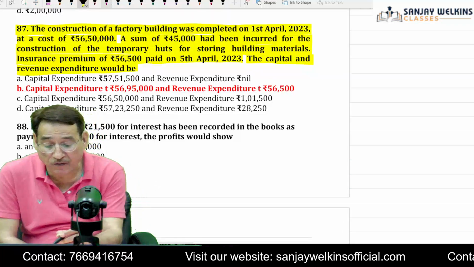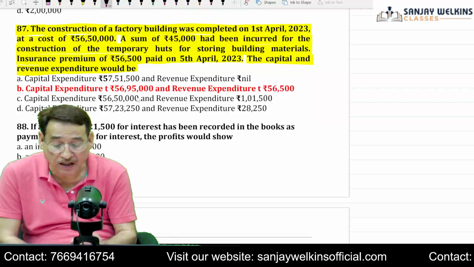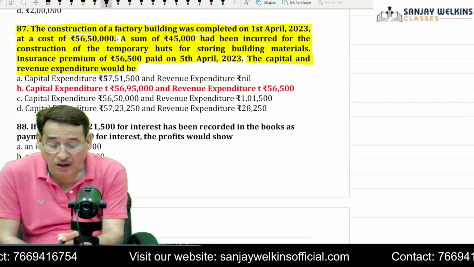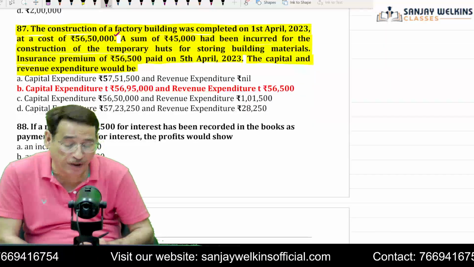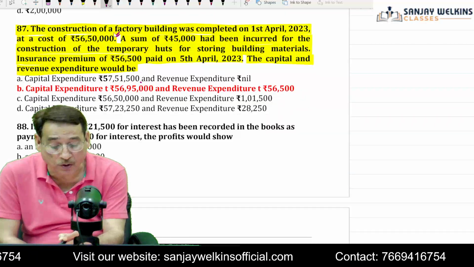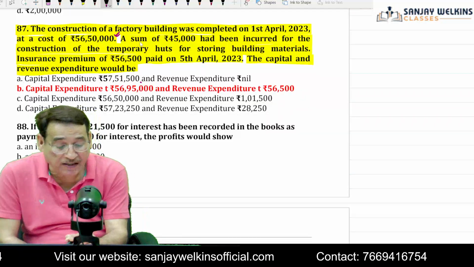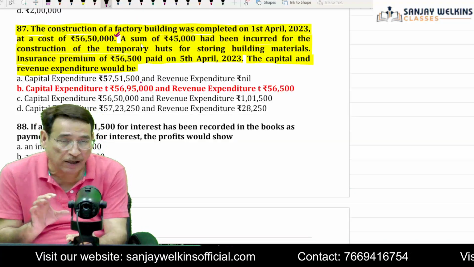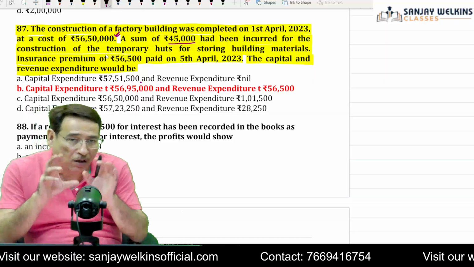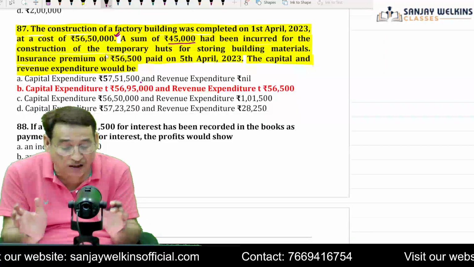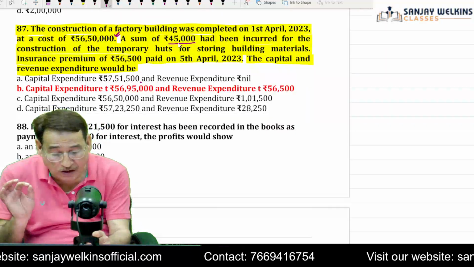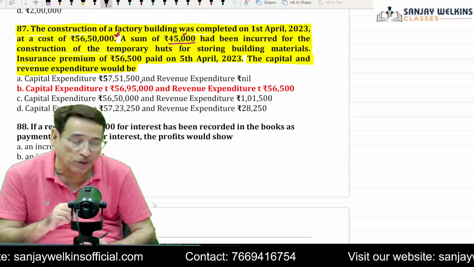See, in this case, first of all, you need to understand that 56,50,000 which you spent in the construction of building will be considered as your capital expenditure, no doubt about that. And besides that, because you are constructing that building and in connection with that, you are spending 45,000 for constructing the temporary huts for storing the building material, even that expenditure will also be considered as capital expenditure.